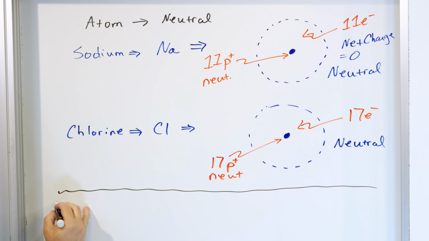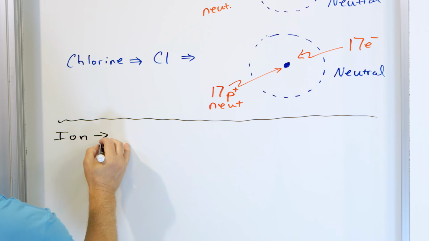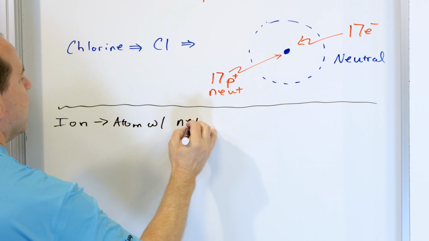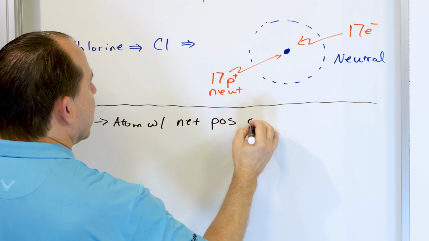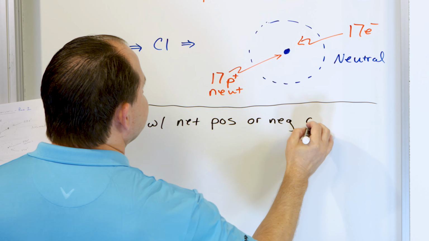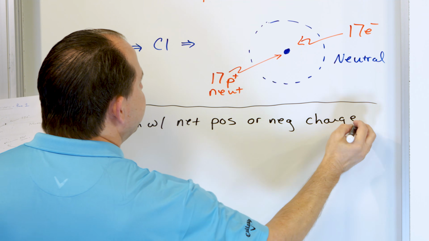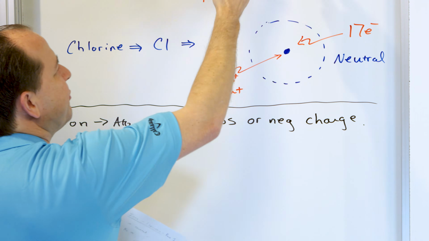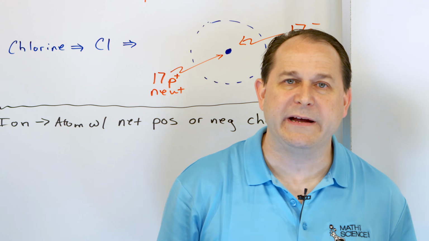So an ion is an atom with a net positive or negative charge. So POS is positive or NEG is negative. And the way you do that is you add or subtract electrons. And let me tell you something nobody told me in the beginning.